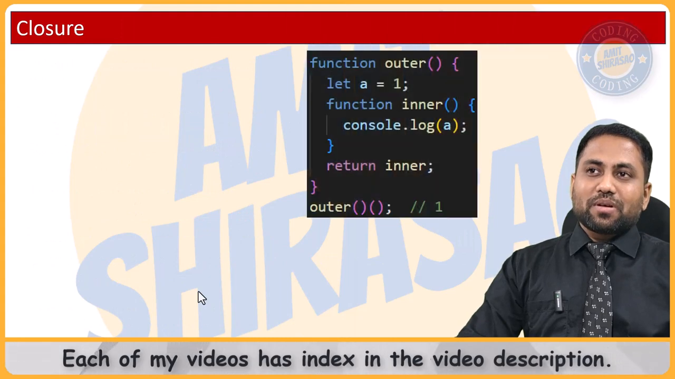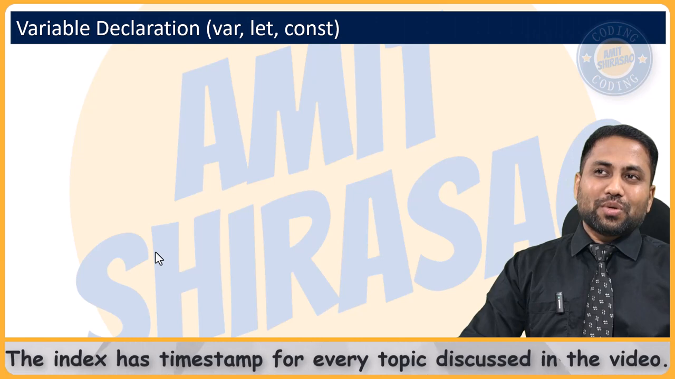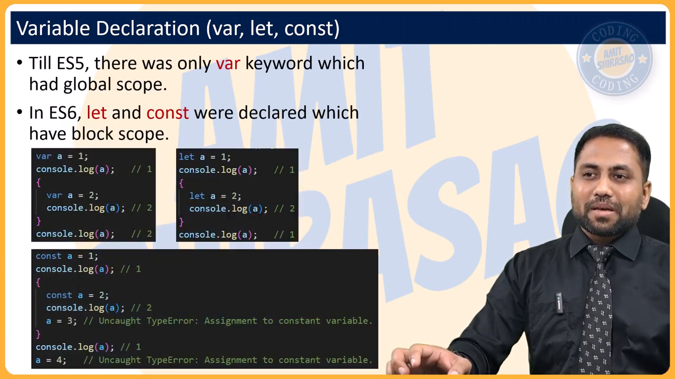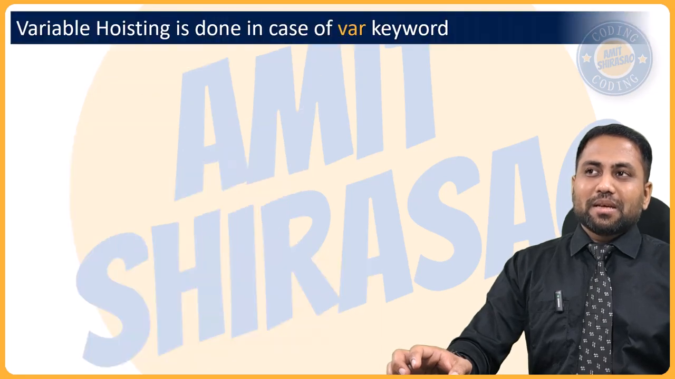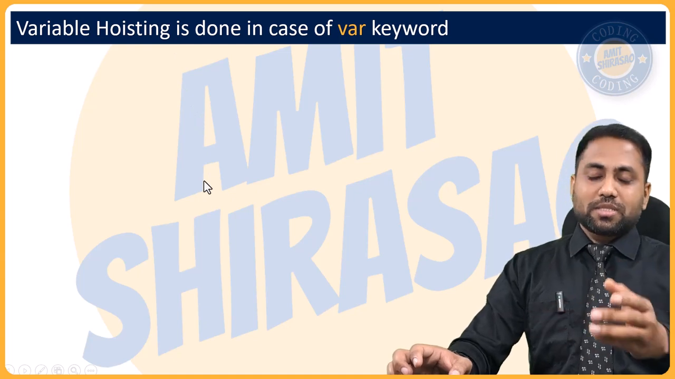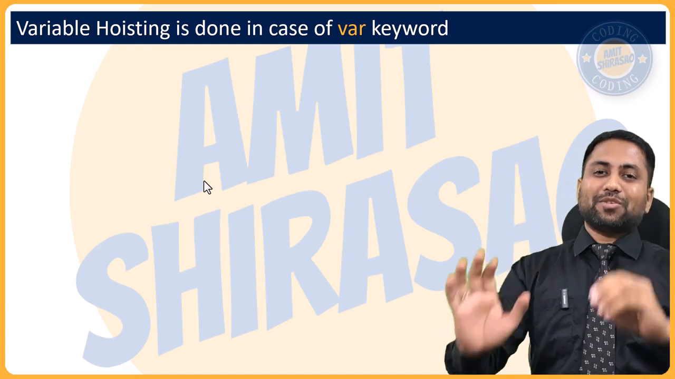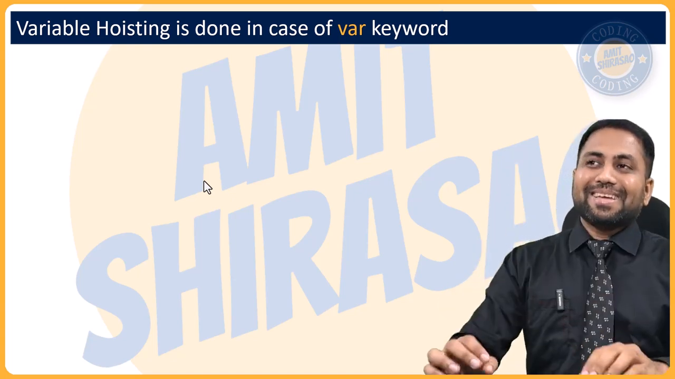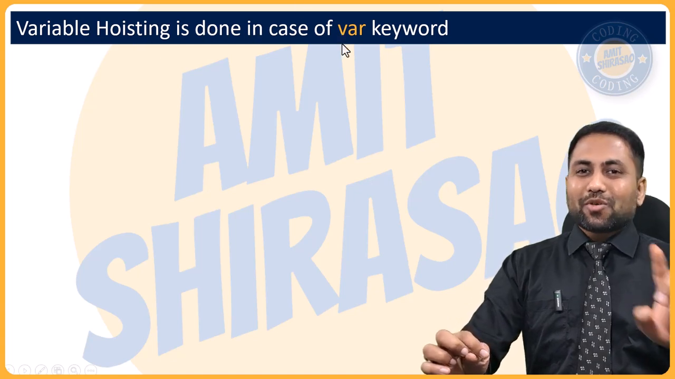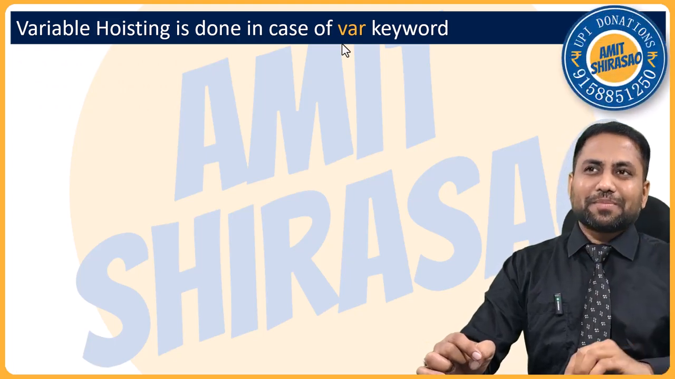Okay, so now what are closures? Closures is an interesting topic, but we skipped two important slides, so I'll just go through them. Now variable hoisting, sorry, it's not hosting, it's hoisting. Hoisting means you hoist a flag, right? So you escalate it to the top. That is hoisting. Hoisting is done only in the case of var keywords. Remember this, I'll explain it later.